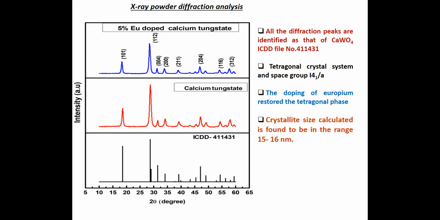Now we can see the X-ray powder diffraction analysis of the prepared samples. The XRD of calcium tungstate and 5% EU doped calcium tungstate is given in the figure. All the peaks of the XRD match well with the ICDD data of calcium tungstate, and the crystal system is found to be tetragonal. The particle size, that is the crystallite size, calculated from the Scherrer equation is found to be in the range 15 to 16 nanometers. These are the main conclusions of the X-ray powder diffraction analysis.